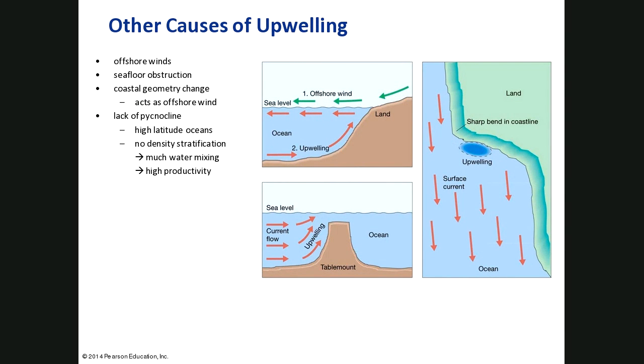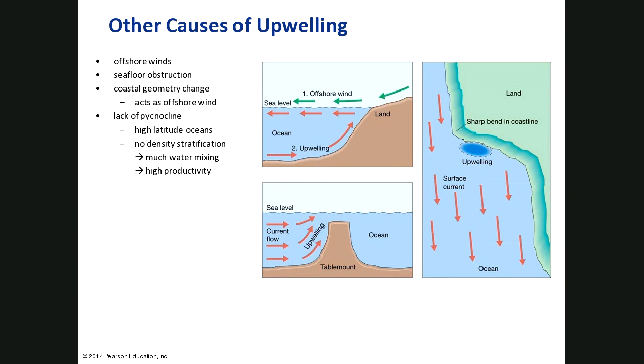So upwelling and downwelling can be caused by just local offshore winds. Things underwater can change how the upwelling happens. The physics of the way water moves around a sharp bend in the coastline actually causes the surface water to move away from that area, so water comes up from below.